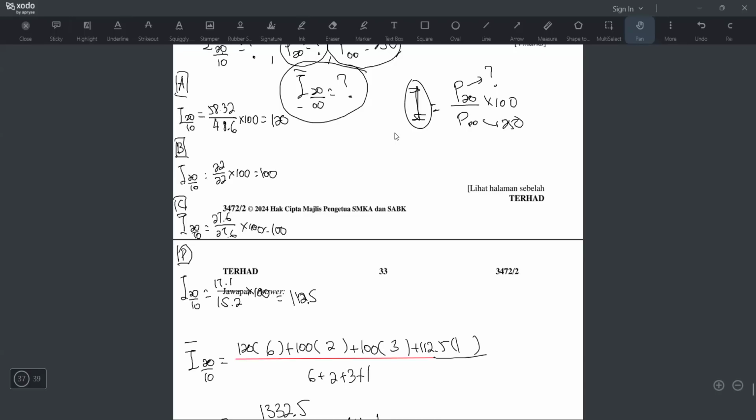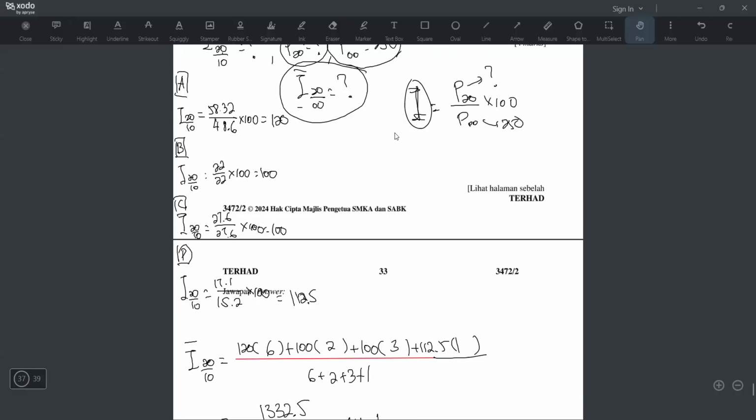I know the scheme did the smiley face punya cara. Okay, I know. But let me tell you something. If you do both methods like this, the answer will be slightly different. The answer will not be exactly the same.